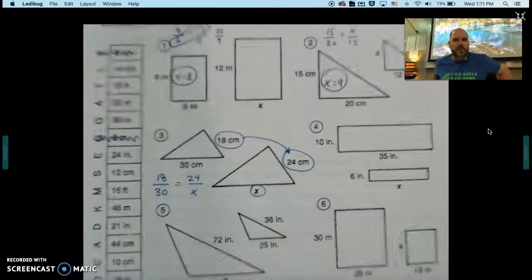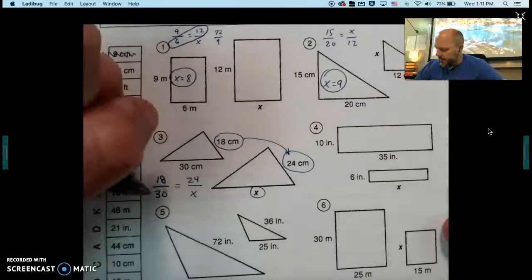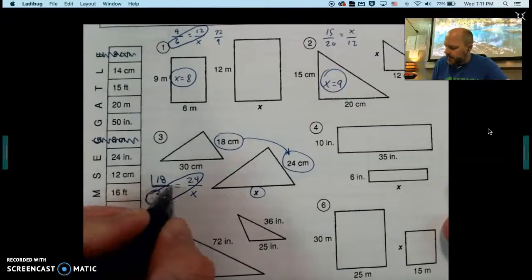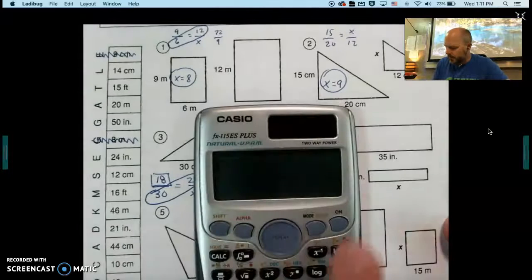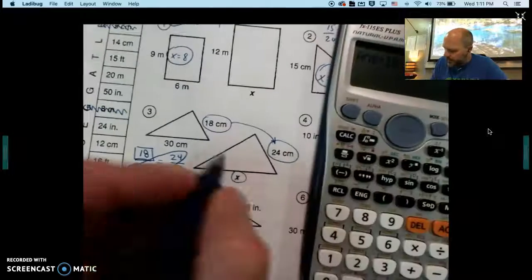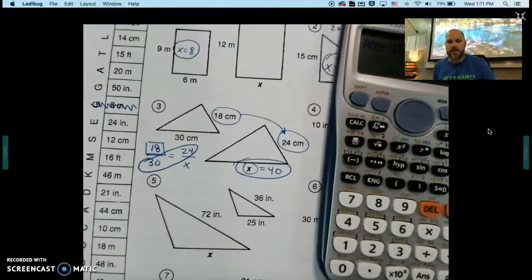Now once we set up our proportion, all we need to do is cross multiply the numbers that are diagonal from each other, 30 and 24, and then you're going to divide by the number that's by itself, by this 18, okay? So 30 times 24 is 720, divided by 18 is 40. So this side right here is 40. So that is the answer.